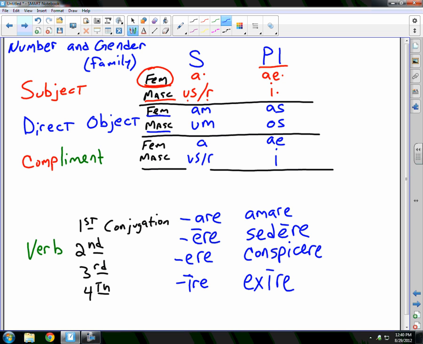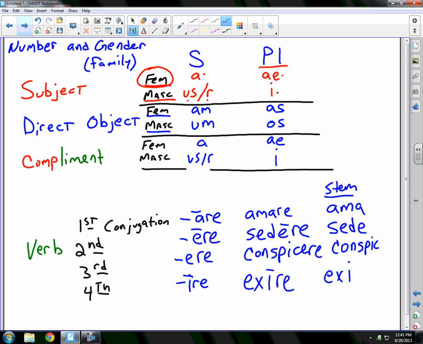Once I've determined what family that word belongs to, then I can come up with the base for the word. Remember, if it has a macron over that vowel, the vowel will stay. So I have A-M-A, I take off the R-E, there's a long mark over the A, so the A stays. I have S-E-D-E, there's a macron over that E, so the E stays. Then I have conspice, there isn't a macron over that E, so the E will go away. And for exire, there is a macron over the I, so the I stays. This is what we call the base or the stem of the verb.